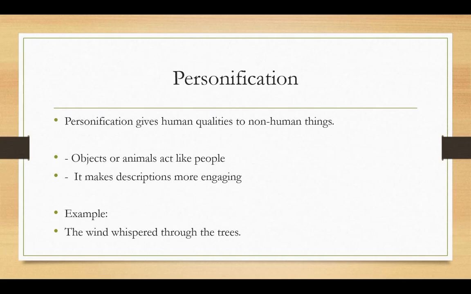Alright, so now personification. So personification gives human qualities to non-human things. It can be objects, animals, or even ideas that are described as acting like people. It makes it more engaging as a whole to read it. So, for example, the wind whispered through the trees. Now, if we've lived for a few years, we could tell that the wind doesn't actually whisper. However, describing it that way makes the scene feel more vivid and more alive.